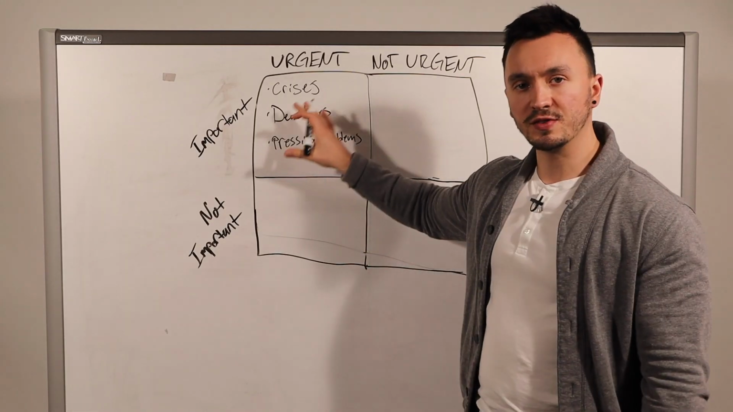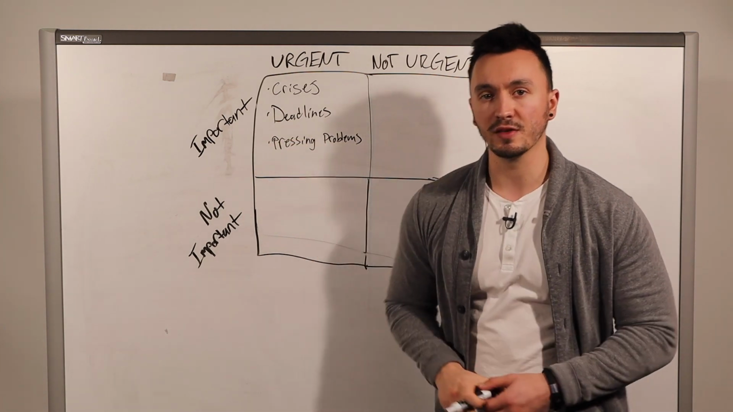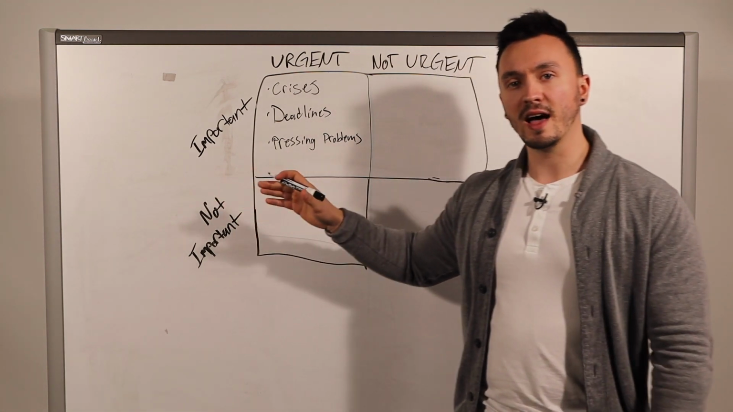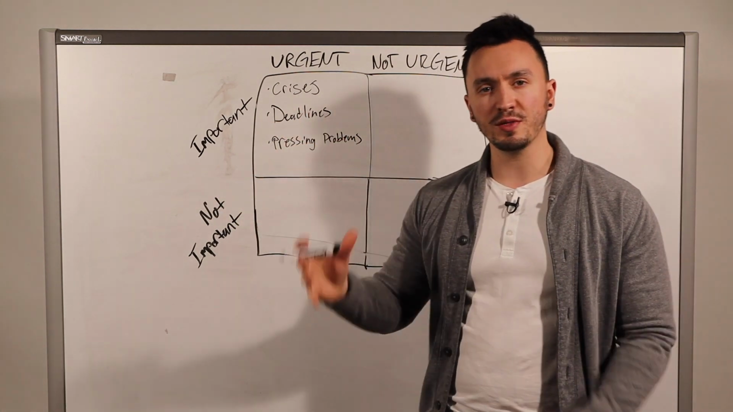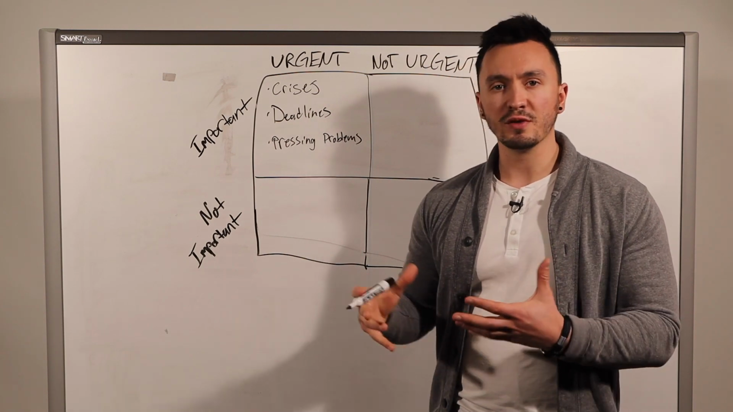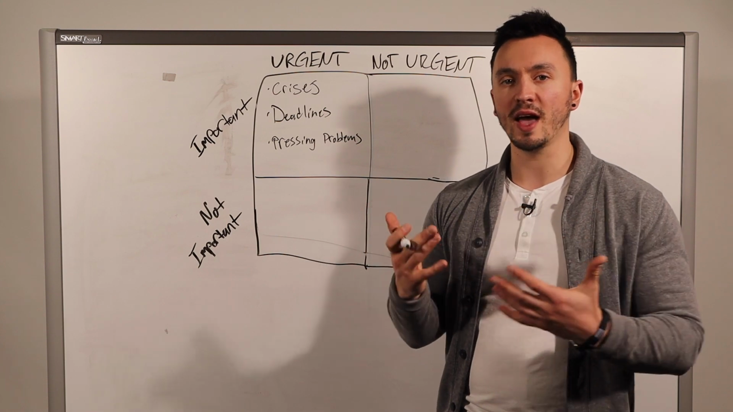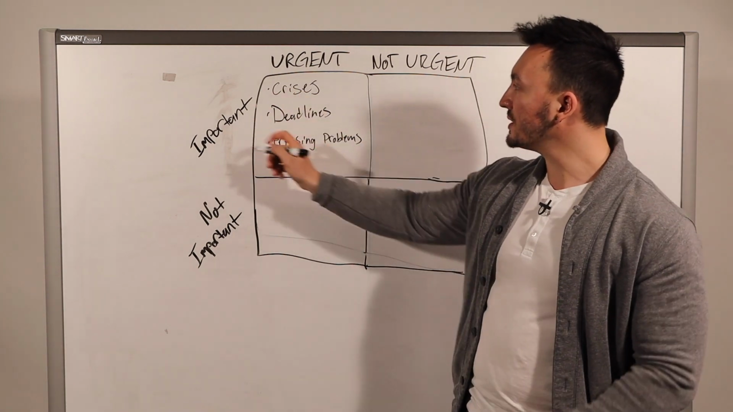So you can see right here in this first quadrant, for the most part, it consists of things that you can't necessarily plan for. Yes, with deadlines, you can plan for them and you can meet those deadlines as long as you stay on top of it. But with the crises and the pressing problems, those are things that just arise out of nowhere. You didn't plan for them, but they're important, and so you have to go ahead and deal with them, which makes them urgent. So urgent and important.